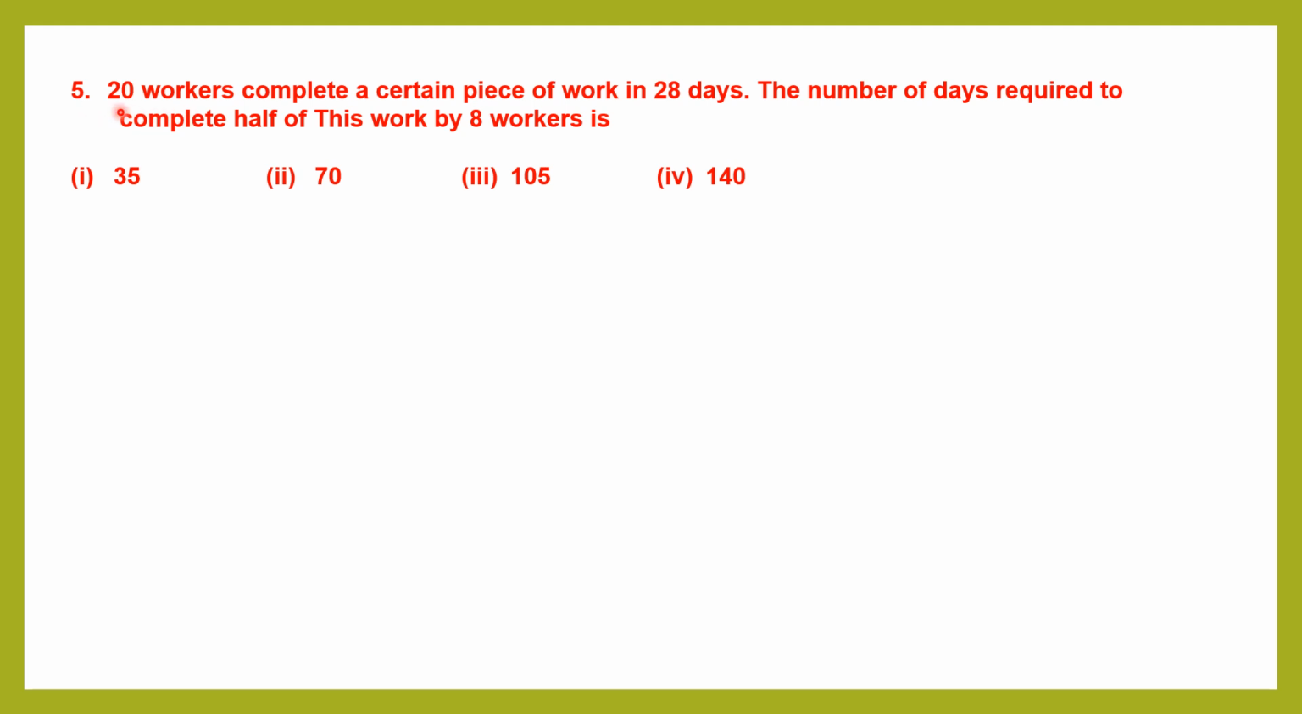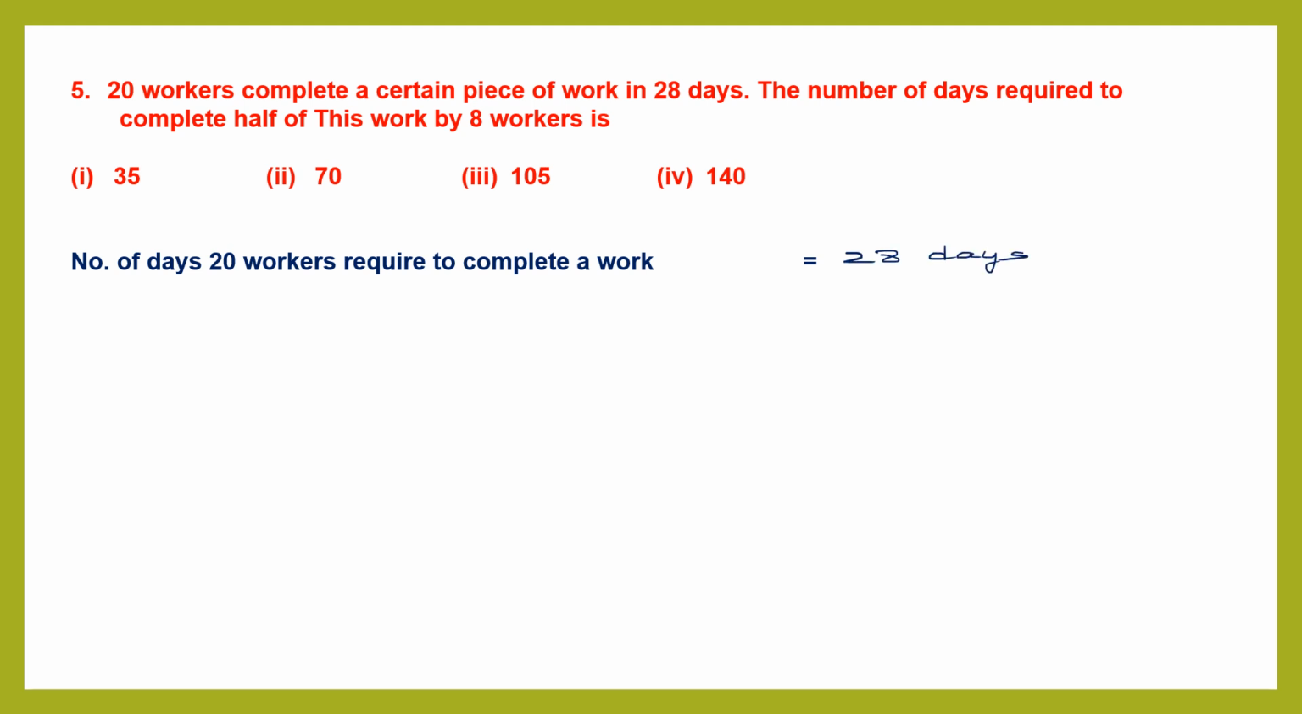Question 5. 20 workers complete a certain piece of work in 28 days. The number of days required to complete half of this work by 8 workers is. So let's go about this carefully. Let's write in the first statement, number of days, 20 workers required to complete a certain piece of work. Okay, so there is one piece of work and 20 workers will require 28 days. So let's write that. So they will require 28 days.